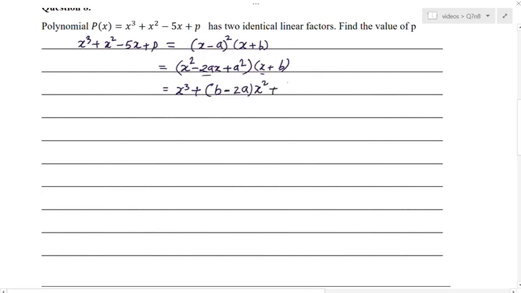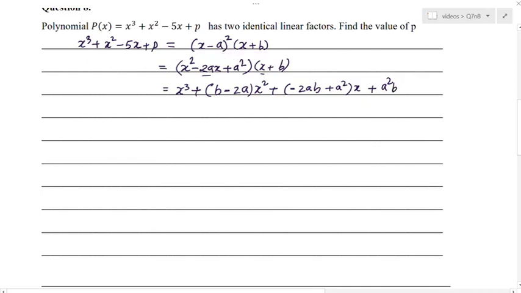Then I'm left with the x term. How do I get x? I get x using two different pairs, one from here and one from here. First I get minus 2ab, and the next one is a squared. That's my x term, and my constant term is a squared b.